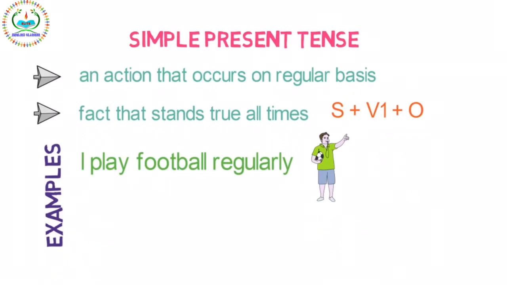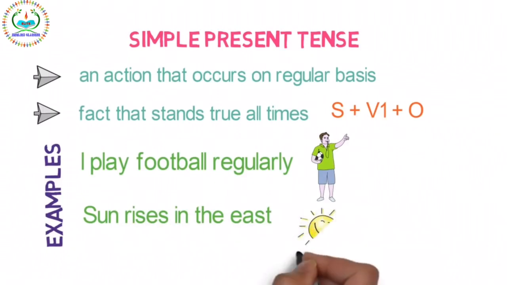Let's see an example of a fact. Sun rises in the east. Now, it is a truth based on the fact that the sun rises in the east. No one can challenge it. So, it's an example of simple present tense.